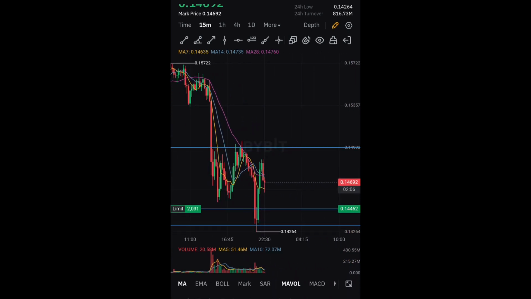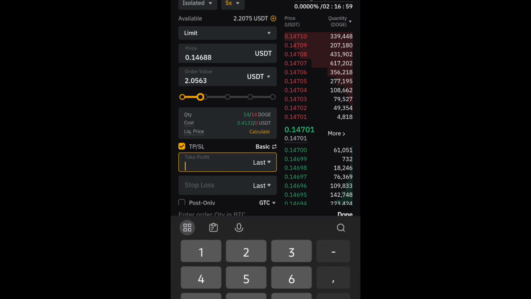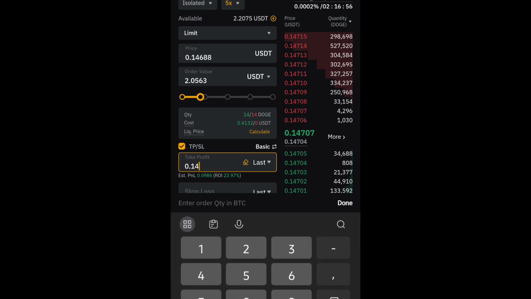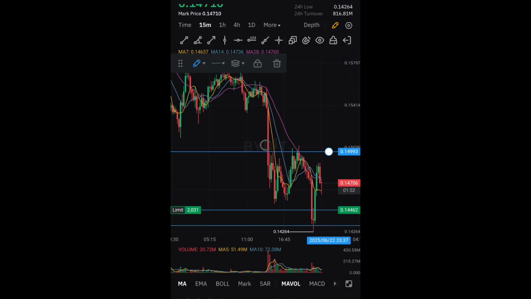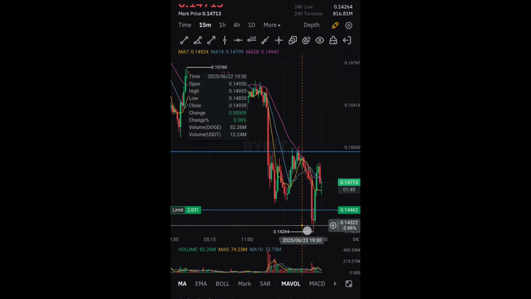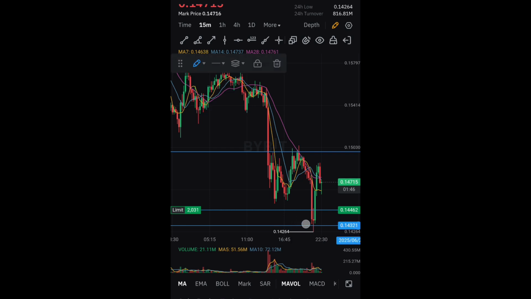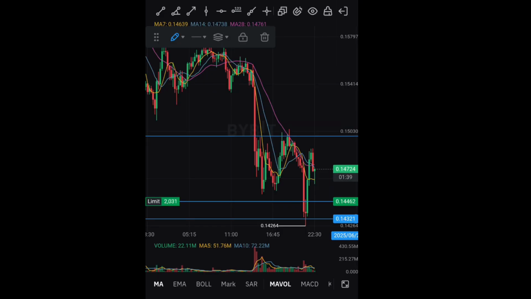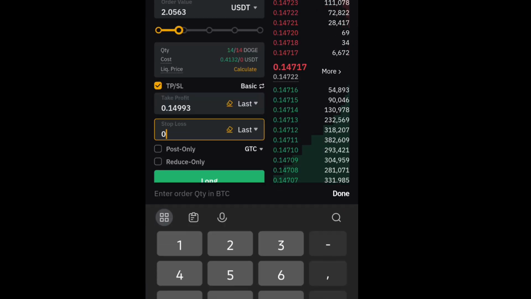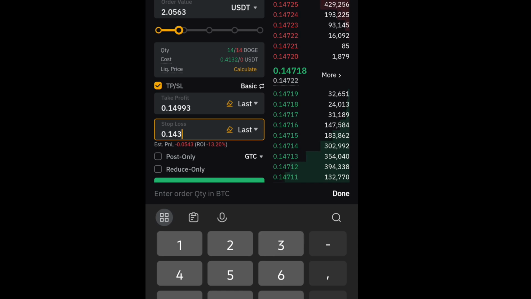Put the take profit at here, 0.1499. Then the stop loss, let's put the stop loss at here, which is 0.143321.